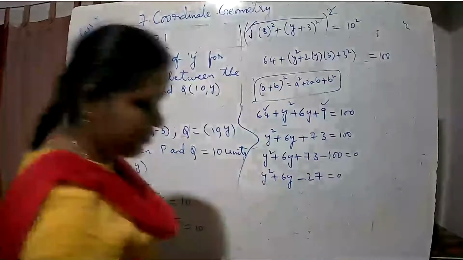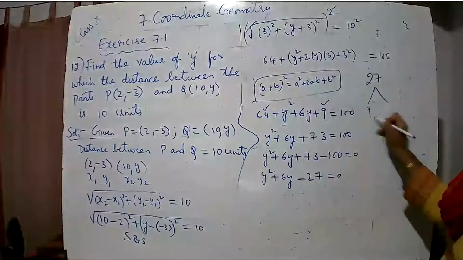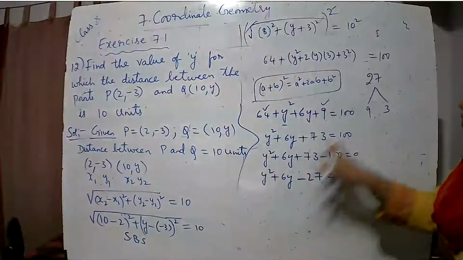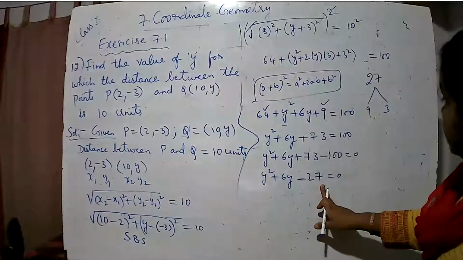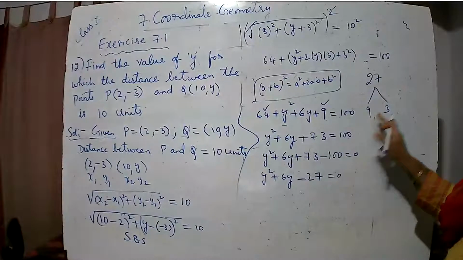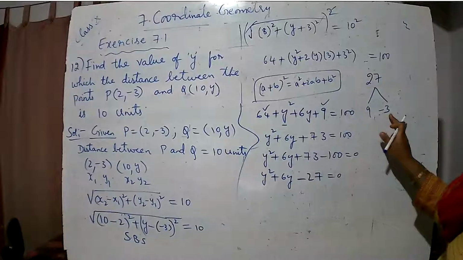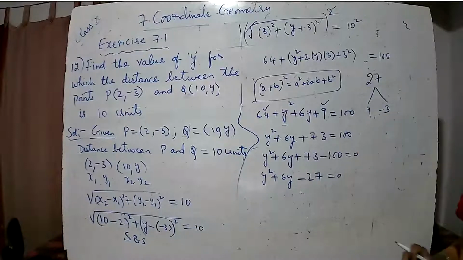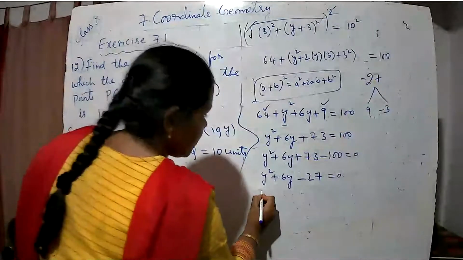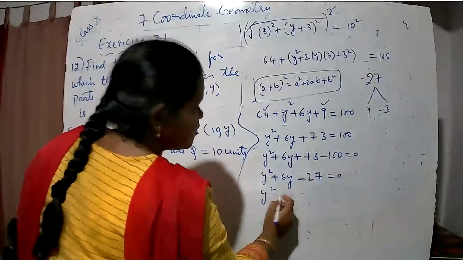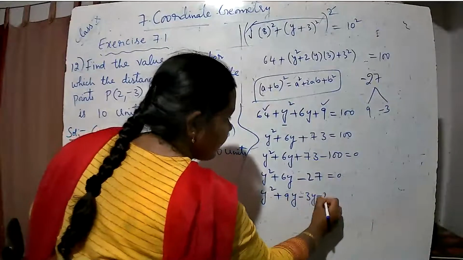So now factorize. Write the factors of 27. 9 threes are 27. I have plus sign here, so the bigger number should be minus 27, no? So I'll write 9y minus 3y. Okay, this is minus 27. So y square plus 9y minus 3y minus 27 is equal to 0.